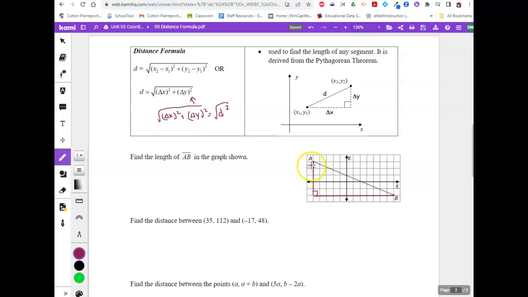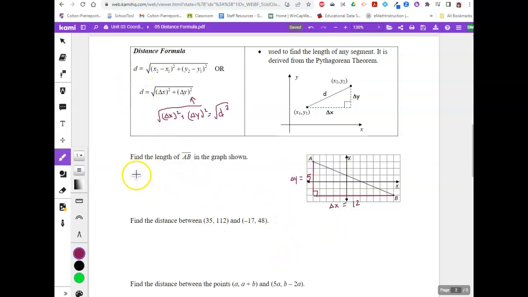All right, now all I have to do is count. 1, 2, 3, 4, 5. And this is going to be 1, 2, 3, 4, 5, 6, 7, 8, 9, 10, 11, 12. All right, so this is delta x because it's the horizontal distance, and this one is going to be delta y.